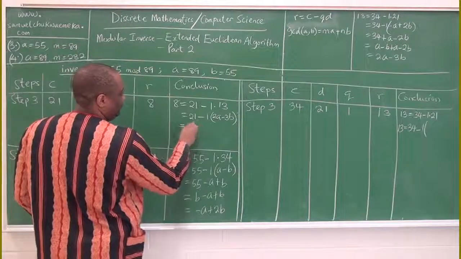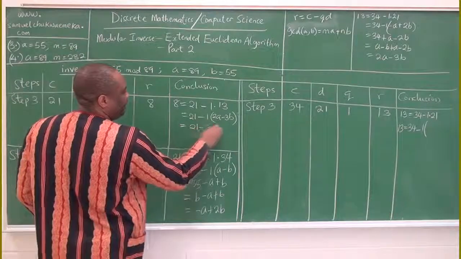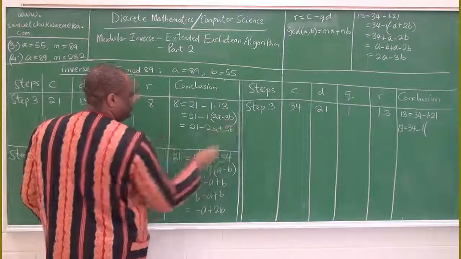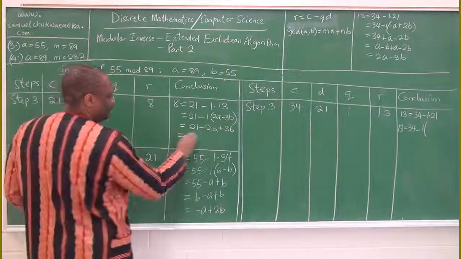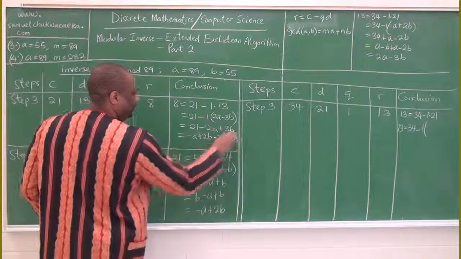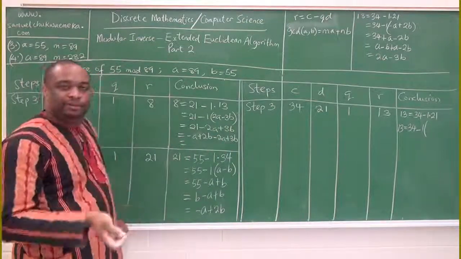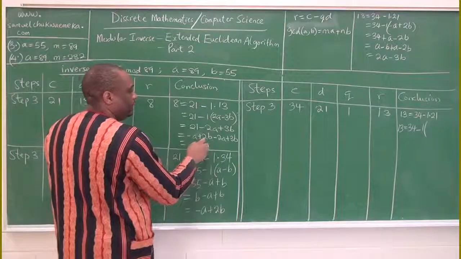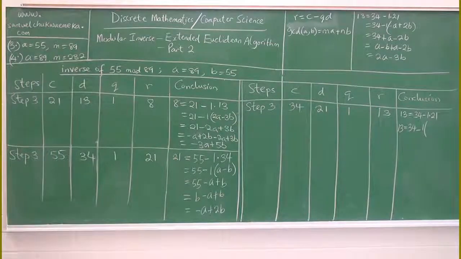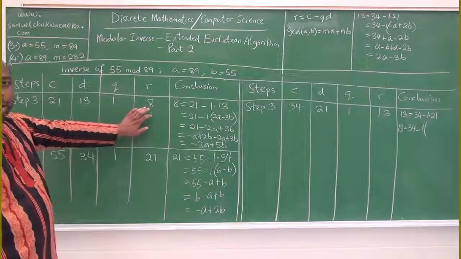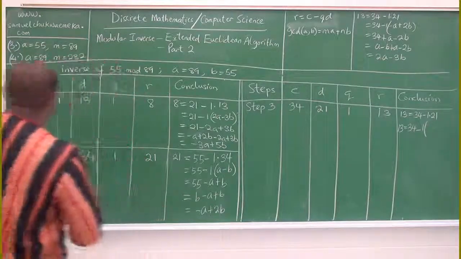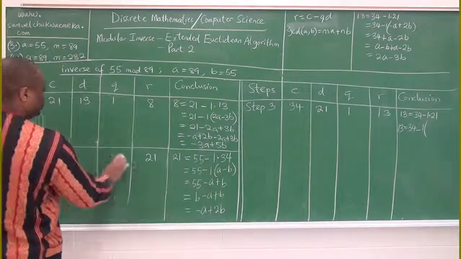Well, let's finish up. 21 minus 2a, right? Plus 3b. So our 21 will be negative a plus 2b minus 2a plus 3b. And negative a, negative 2a is negative 3a. 2b plus 3b is plus 5b. Okay? We're still stuck. It's still not 0. So we've got to continue.